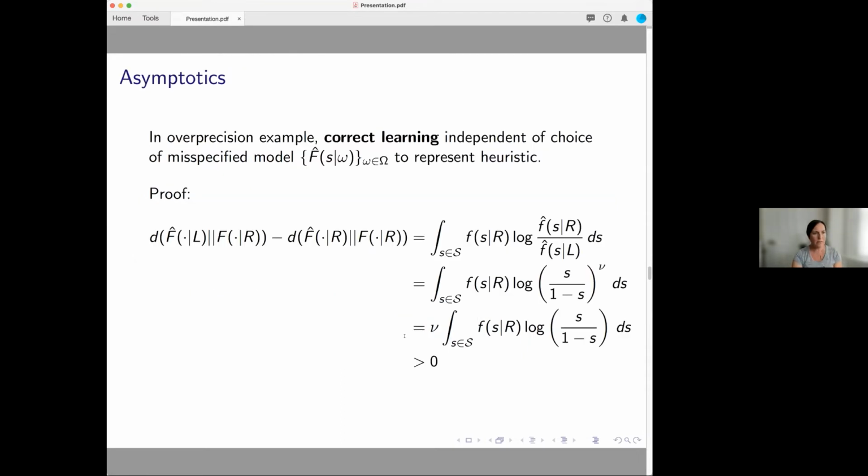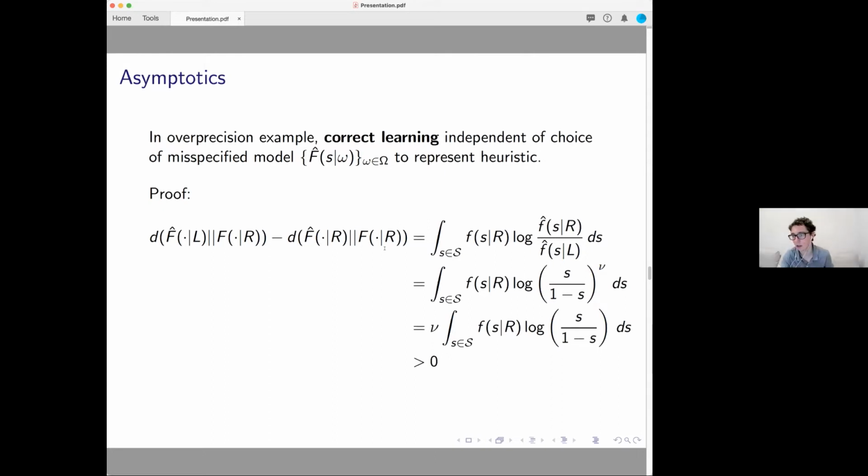All right, so in the overprecision example, we actually get a pretty stark result. We see that there's going to be correct learning independent of the choice of misspecified model to represent the heuristic. I'm not going to go through the proof since I don't have a lot of time left, but it really just pops directly out of this construction of the relative entropy expression. We see that plugging in whichever model we choose, it's just going to reduce to something that only depends on the heuristic, not the chosen misspecified model. And also it's going to give us a condition where the subjective belief in the true state is closest to the true model in the true state.